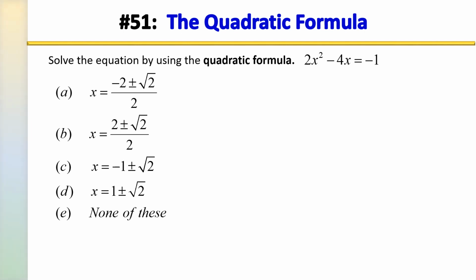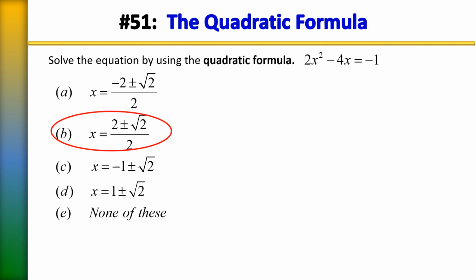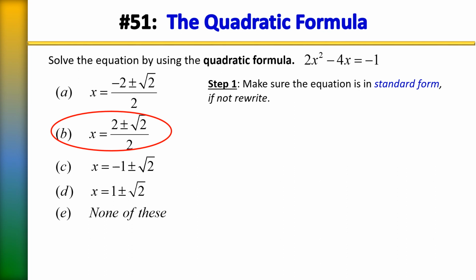Number 51. Solve the equation using the quadratic formula. So what is the correct answer? Choice B. Alright, so let's get started solving this equation. The first step to solving an equation using the quadratic formula is to make sure that the equation is in standard form. So notice the equation we were given is not in standard form. Recall standard form is where all your numbers are on the left side and 0 is on the right. So the first step we need to do to get this equation in standard form is to simply add 1 to each side.